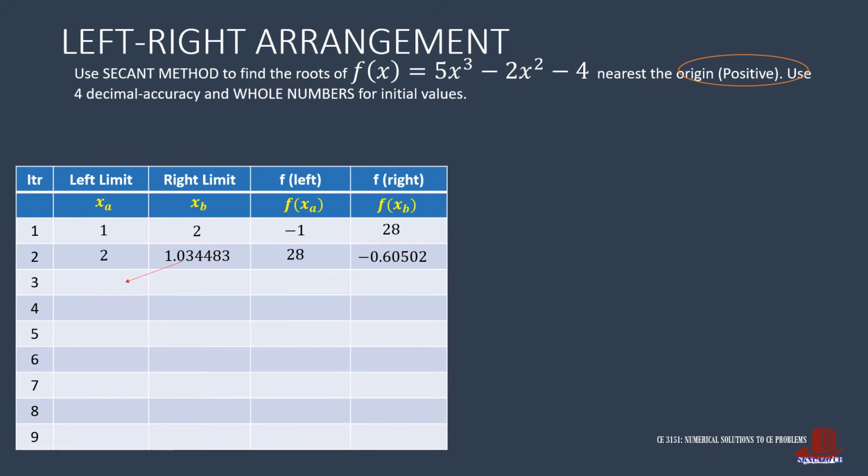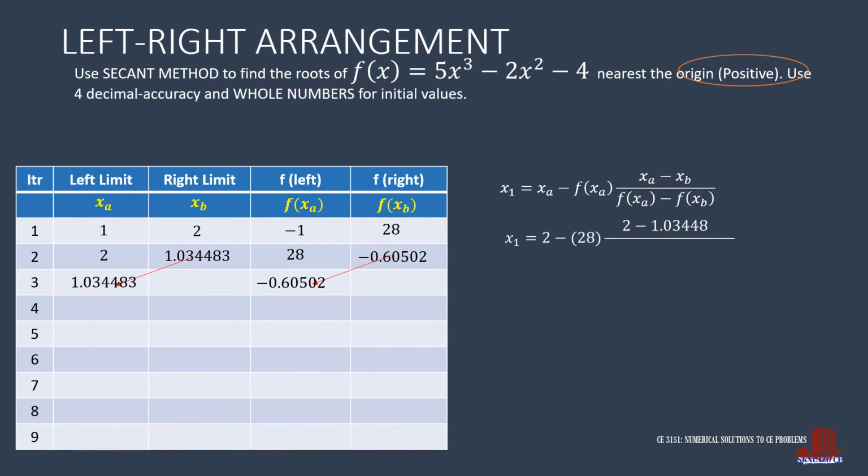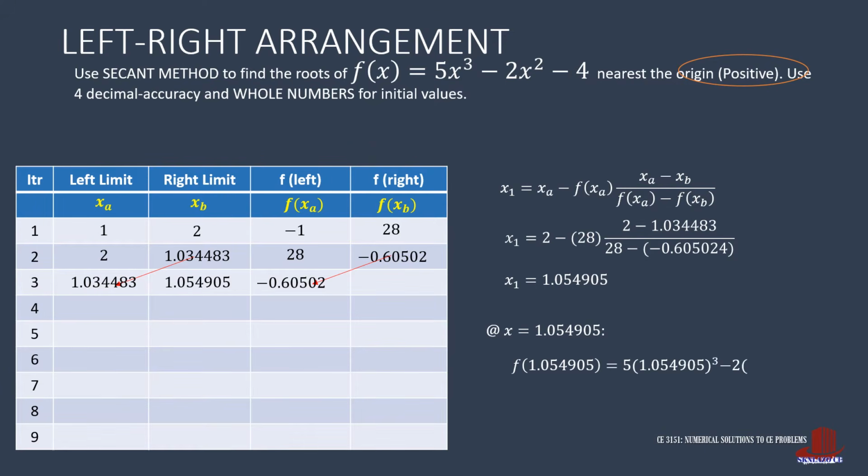Continue the next iteration by sliding xb into xa, and also their function. Then, take the new xb using the derived function, which then turns out as 1.054905. Plug these into the function. F of xb then is taken as 5 times 1.054905 cubed minus twice of 1.054905 squared less 4, giving negative 0.35603.